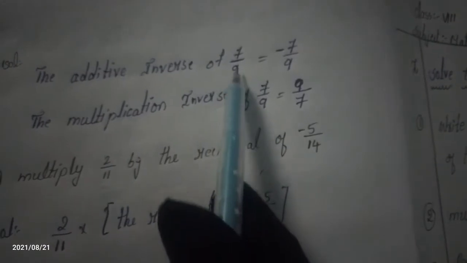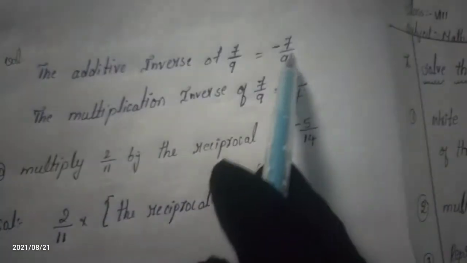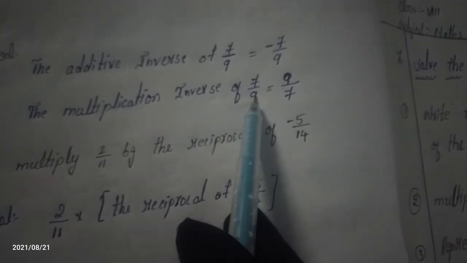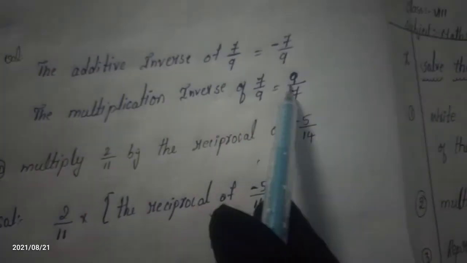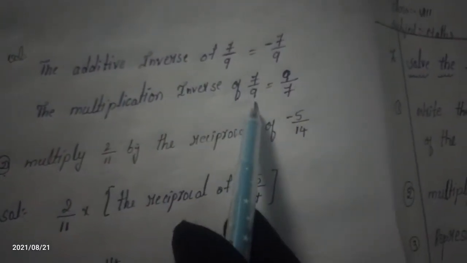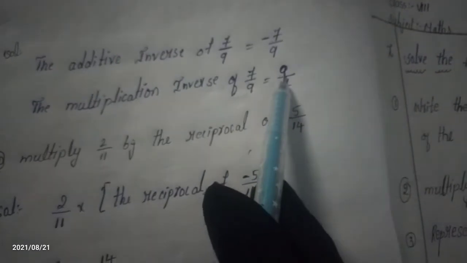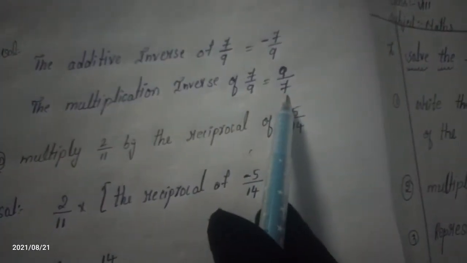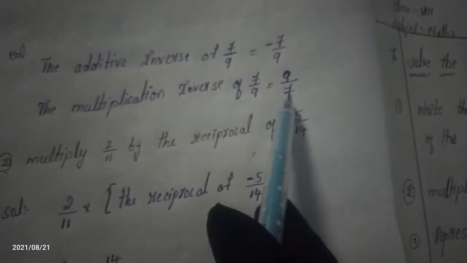Okay, in the additive inverse you have to change the sign, but you write the same number. In multiplicative inverse you write the same sign, but you have to take the reciprocal of that number. For the multiplicative inverse of 7 by 9, you have to do the reverse. What will it become? 9 by 7. For additive inverse you write minus 7 by 9. Multiplicative inverse 9 by 7. I hope you understand the first question. Let's move on to the second one.